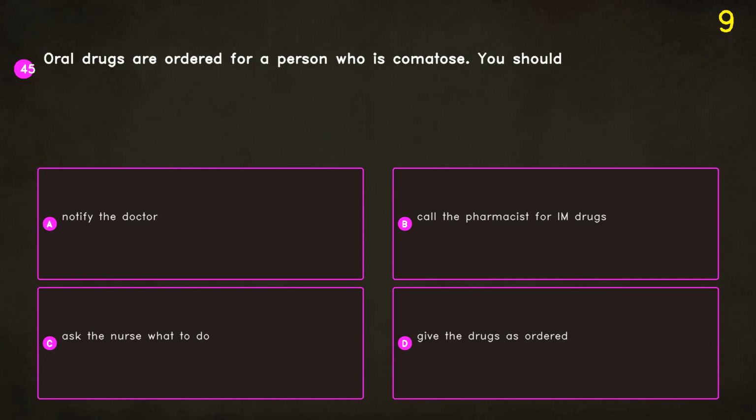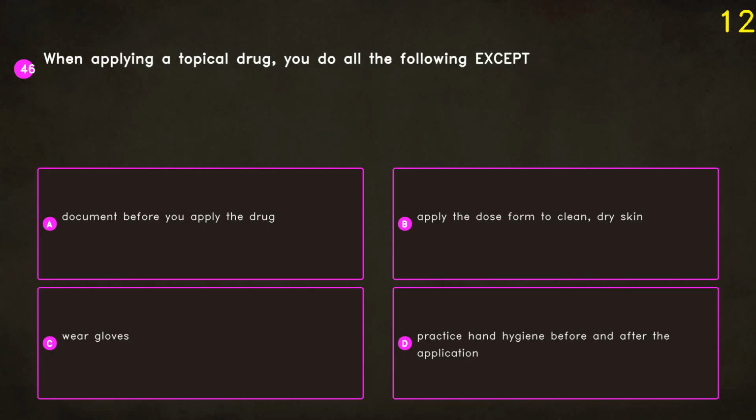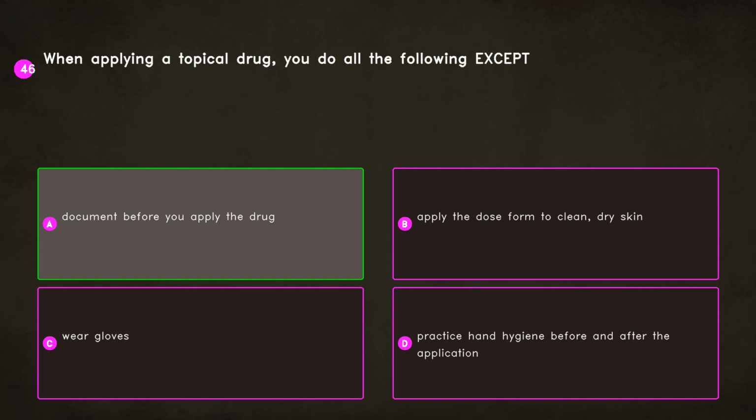Question 45. Oral drugs are ordered for a person who is comatose. You should A. Notify the doctor. B. Call the pharmacist for IM drugs. C. Ask the nurse what to do. D. Give the drugs as ordered. The correct answer is ask the nurse. Question 46. When applying a topical drug, you do all the following except A. Document before you apply the drug. B. Apply the dose form to clean, dry skin. C. Wear gloves. D. Practice hand hygiene before and after the application. The correct answer is document before you apply the drug.